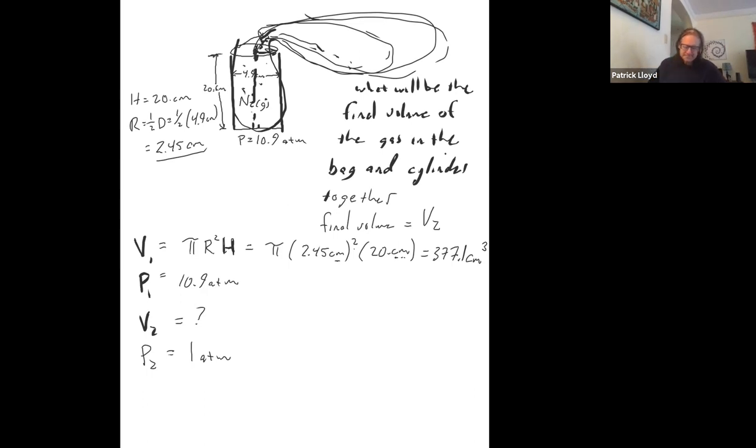Okay, so it looks like we have almost everything. We just need V2. So P1 V1 equals P2 V2. We want to know V2, so we divide both sides by P2. And there we go. Now, I don't know what the units are going to work out to. We're going to have centimeters cubed for volume. I don't know what units they want in this question.